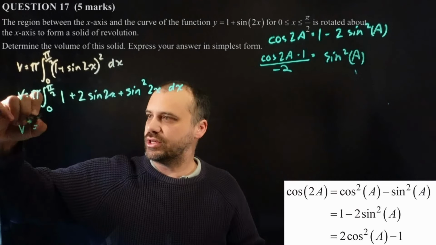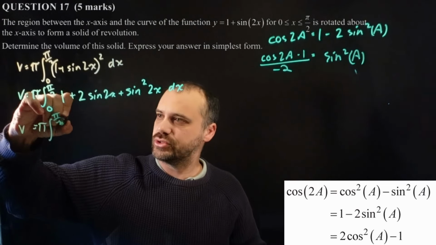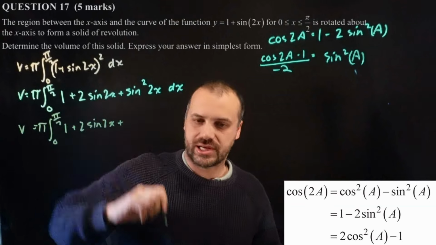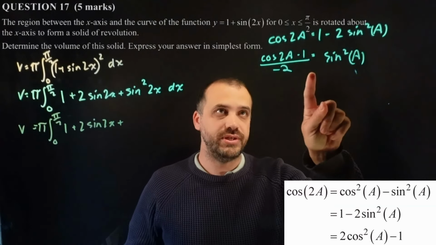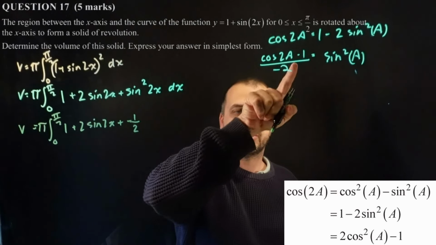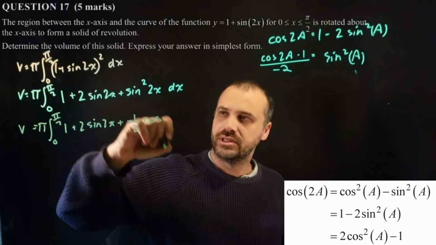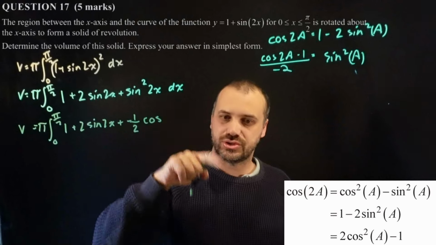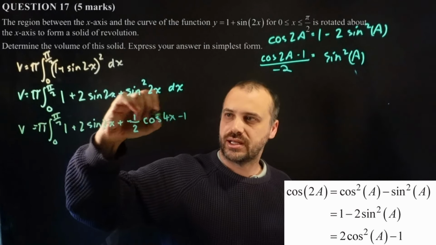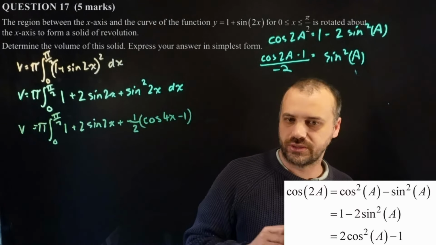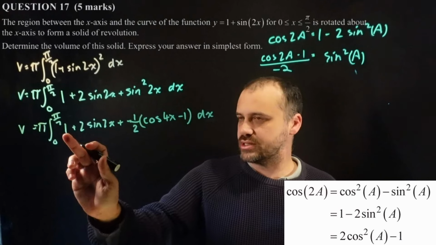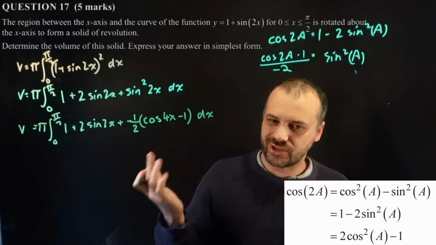All right, let's rewrite this whole thing again. We've got pi on 2, 0, 1 plus 2 sine 2x plus. And then this sine squared a is going to become this. So let's rewrite it as negative 1/2 cos a, where a is 2x. So 2 times 2x is 4x. And then I've got this minus 1 here. And that minus 1 is being multiplied by that as well, with respect to x. Okay, very nice, because integrating this is straightforward, integrating this is straightforward, and integrating cos is straightforward.